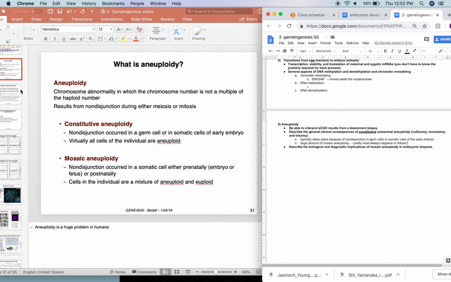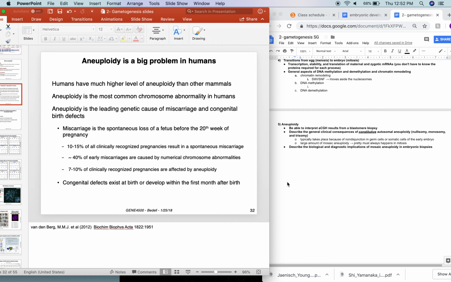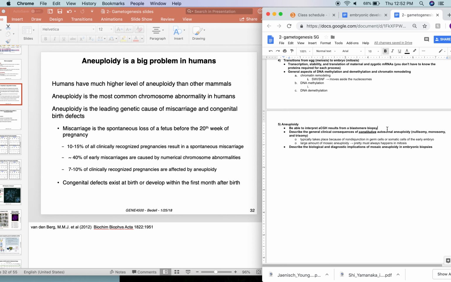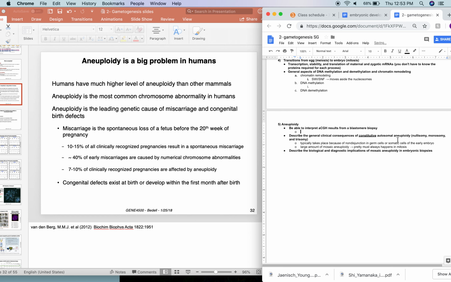It's a huge problem. This aneuploidy and non-disjunction, whether it's meiotic or mitotic, is the leading cause by far of miscarriage and congenital birth defects. But even the data that we have for this is probably an underestimate, because a lot of times the aneuploidy that occurs really early in development occurs before the women even know they're pregnant.